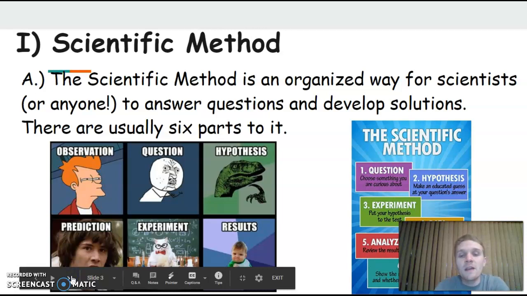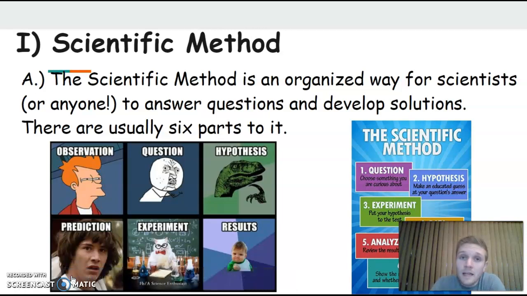All right, so the scientific method is an organized way for scientists or anybody to answer questions and develop solutions. There's usually 6 parts to it. They might be a little bit varied in terms of what you're going to see. So on the left, that's a version of the scientific method. Let's look at the one on the right.